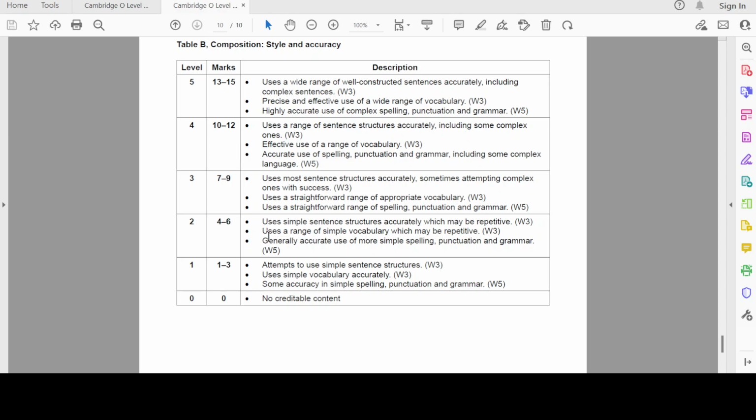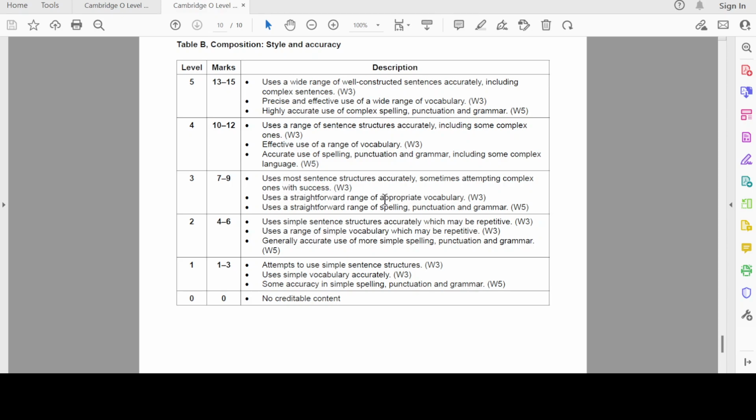Level 2 uses simple sentence structures accurately, which may be repetitive, and a range of simple vocabulary, which may be repetitive, with generally accurate use of simpler spellings. With the somewhat complex or more complex spellings, the candidate may fumble. The mid-range uses most sentence structures accurately, sometimes attempting complex ones with success. So it's not just simple sentences, it's compound or complex ones. Sometimes those come in and successfully so, but mostly it sticks to simple and compound sentences, not so much the complex ones.